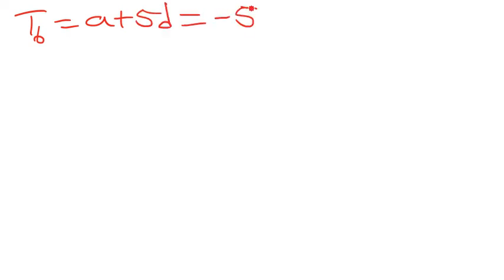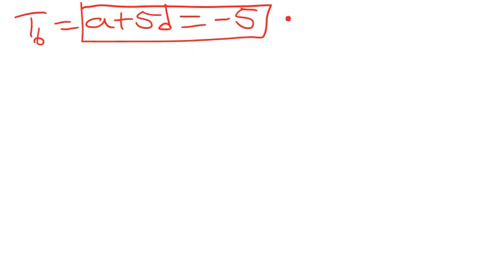Now, what we have on equation 1 is T6, which we said is a plus 5d, and we are given that it is equal to negative 5. So we're going to do substitution. Where we see a, we said that is equal to negative 1 minus 4d. Good. So let's do substitution.